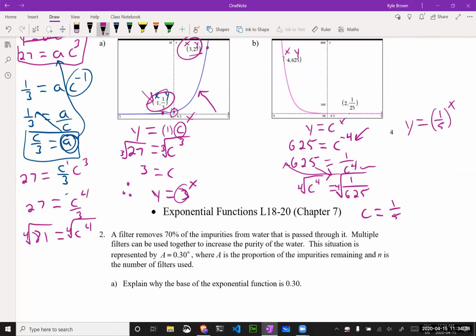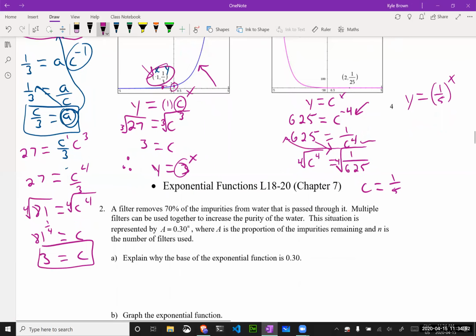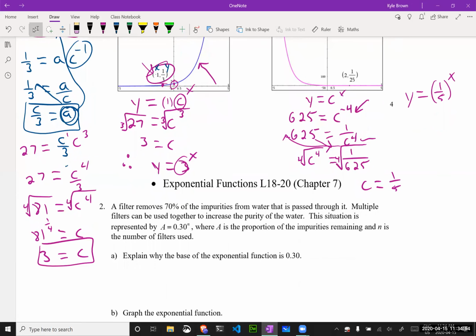If you're unsure about this one too, some of your calculators can do this right away, but you can go 81 to the power of 1 over 4, right? If you actually did that in your calculator, you get the same answer. Or take the fourth root, it gives you the same thing. So we get 3. And that's what we were expecting, right? It was 3. So that's our C value. So we figured out our C value.